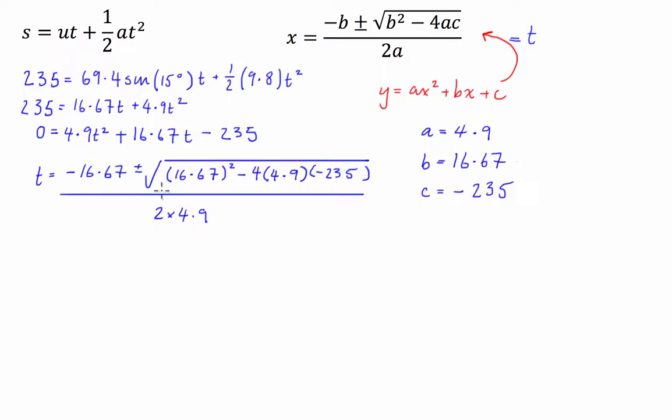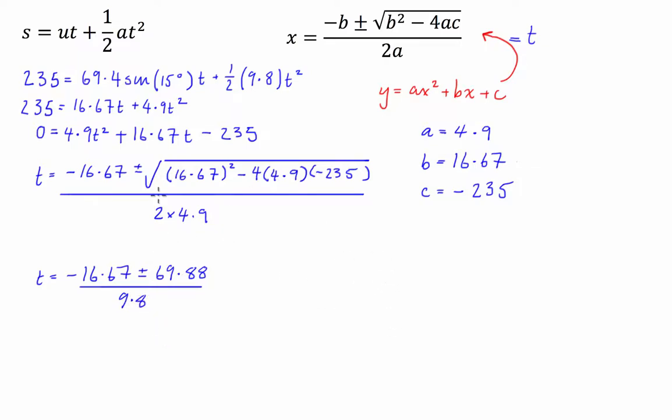Cool. From here, guys, we can stick it all into our calculator. If you want a middle step, t is going to be equal to negative 16.67 plus or minus the square root of all of that underneath. Because we have a negative and a negative here, they turn into a positive, and it turns out to be 69.88, all divided by 2 times a, which is 9.8.